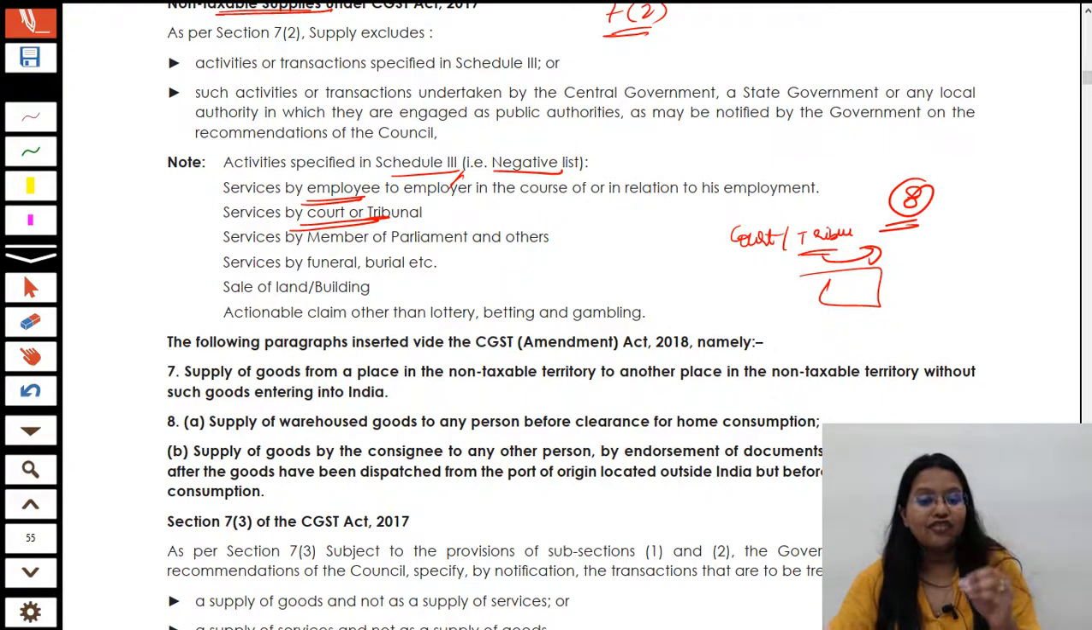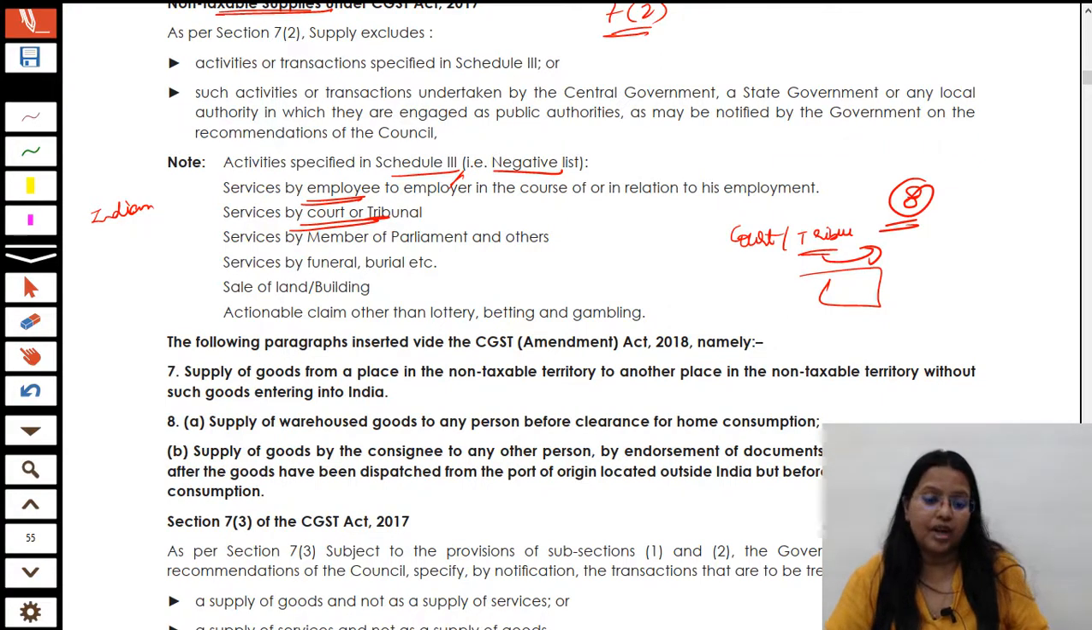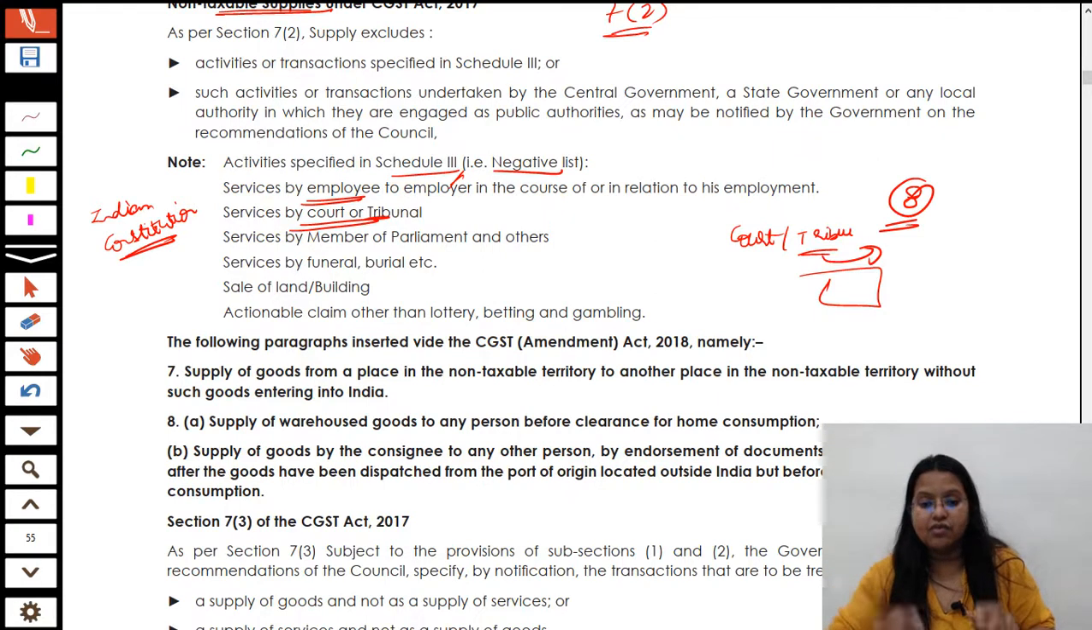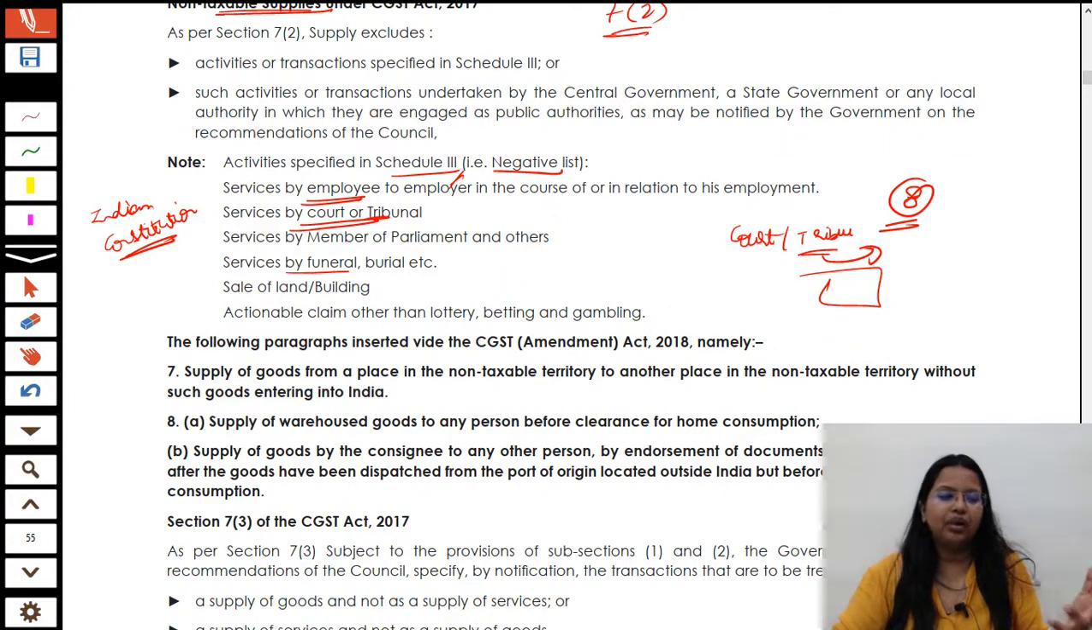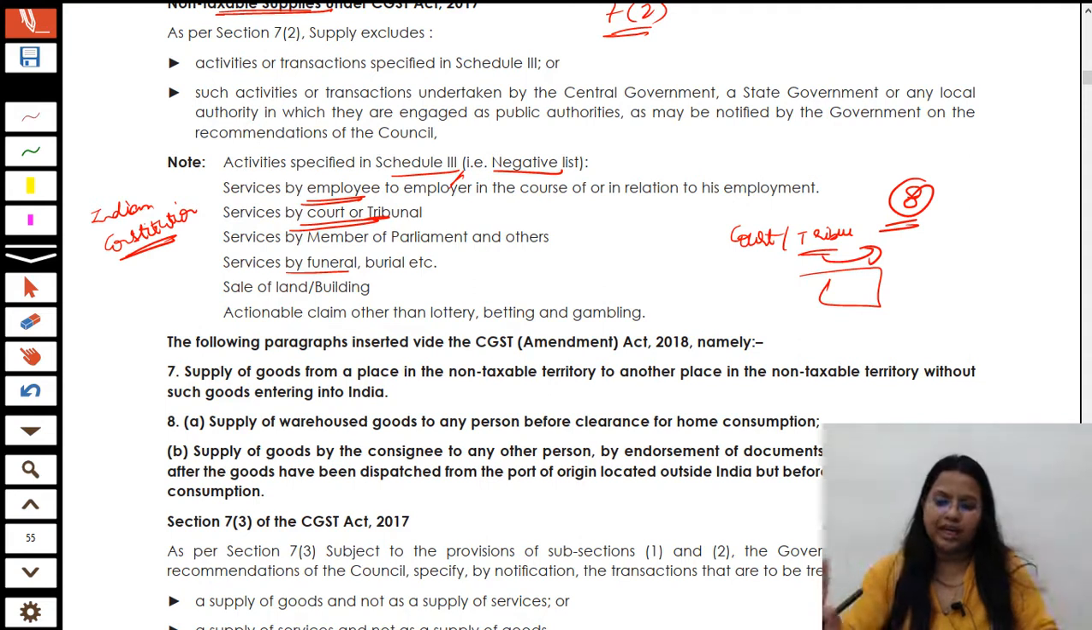Third is, if any member of parliament or any other member whose powers have been mentioned in our Indian constitution, for example, our Prime Minister, President of India, Vice President of India, and the CAG, Comptroller and Auditor General of India, all their powers are mentioned in our Indian constitution. So if those persons are providing any kind of service, it will be covered under the negative list. Next is services relating to funeral, burial, crematorium, mortuary, etc. of a deceased person. Obviously it will not attract any kind of GST.